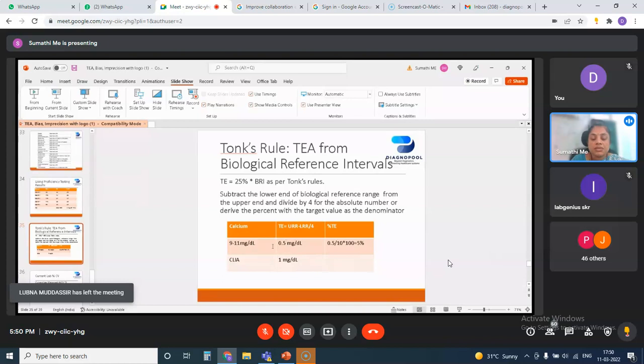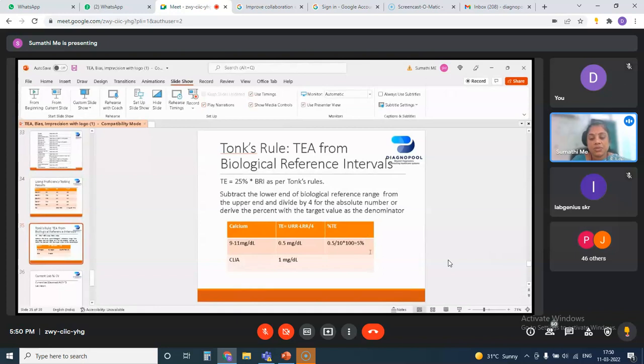So my TEA would be the target value plus or minus 0.5 milligram per deciliter. So this becomes your absolute value. When you want to calculate the percentage of total error, you take this difference, that is, the upper reference range minus the lower reference range, divided by the midpoint or the median value of the reference range. Here, in the case of 9 to 11, it is 10. So 0.5 divided by 10 into 100 will give you the percentage.